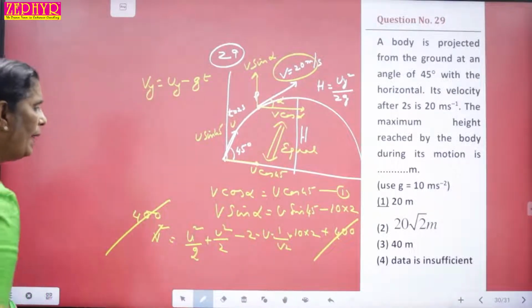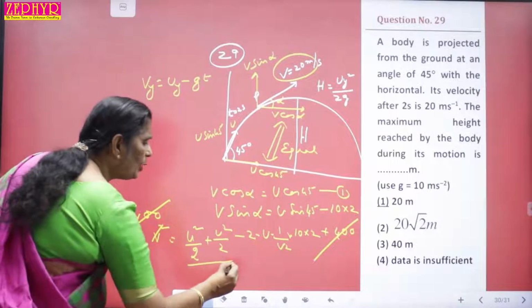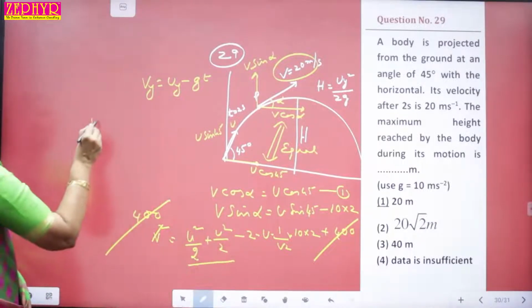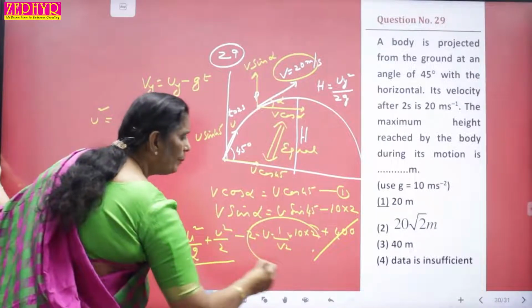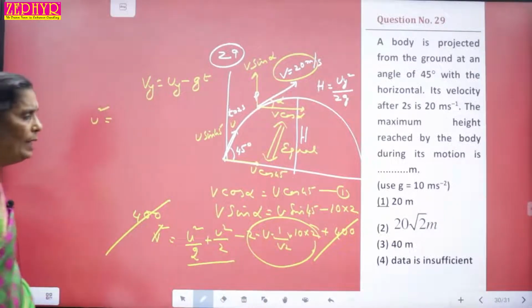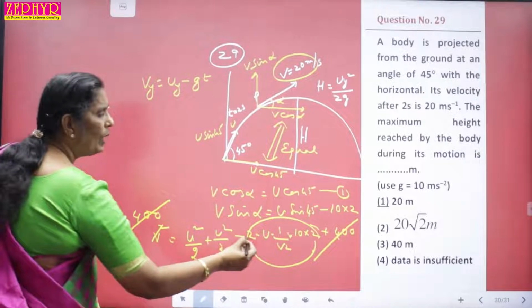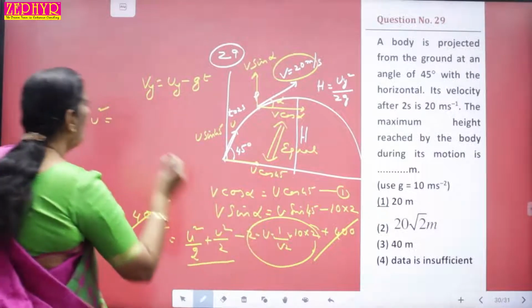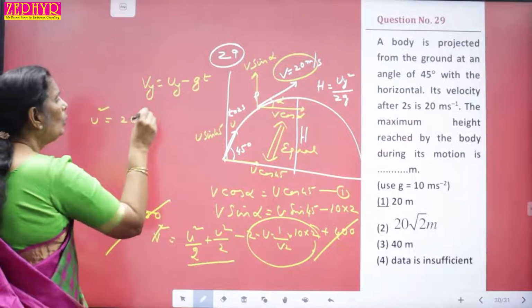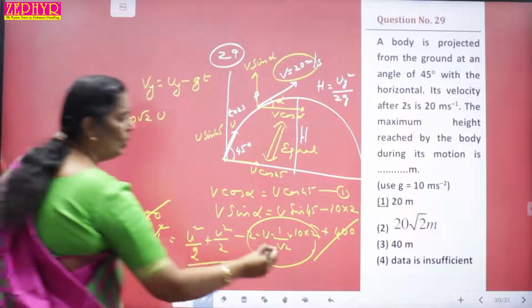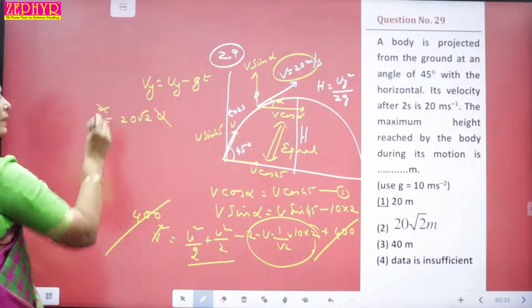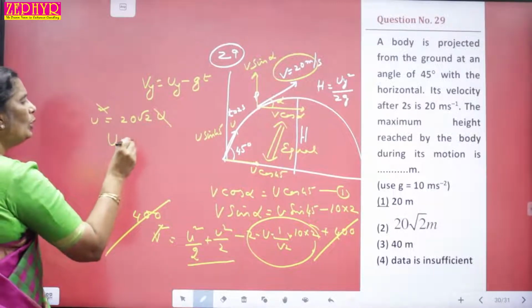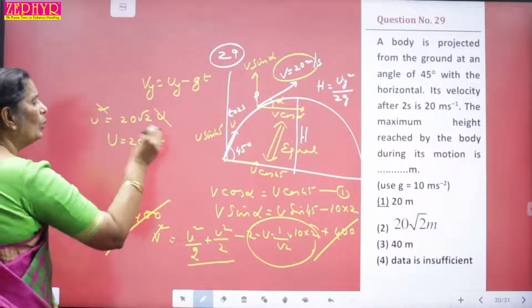Okay, so how can we write u square by 2 plus u square by 2? We complete the term and bring it to the other side. So this will be 20 root 2 u. Can we cancel it? 20 root 2 u. So u gets cancelled. So what is u? U will be 20 root 2.